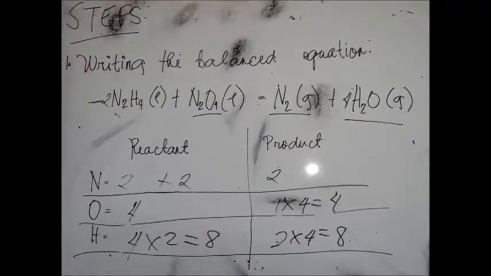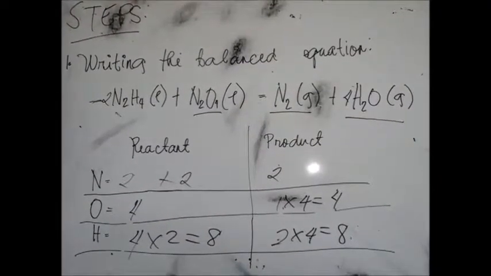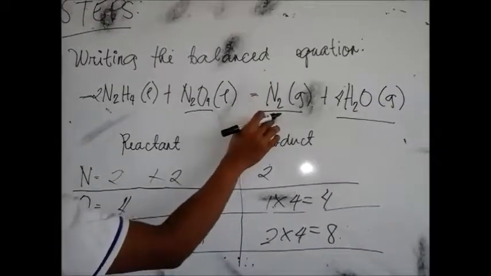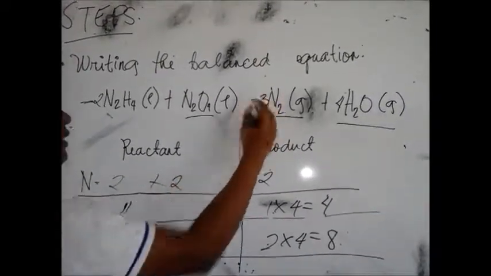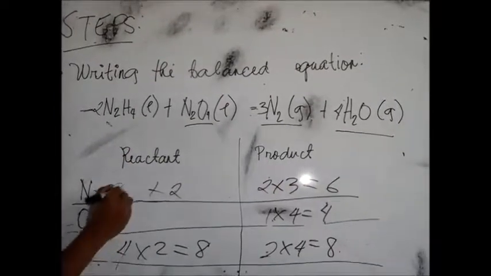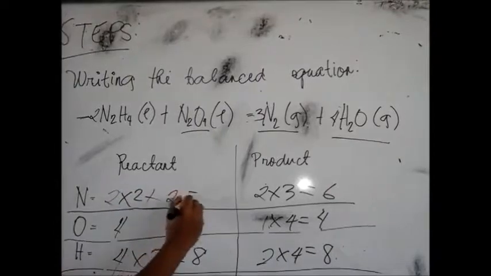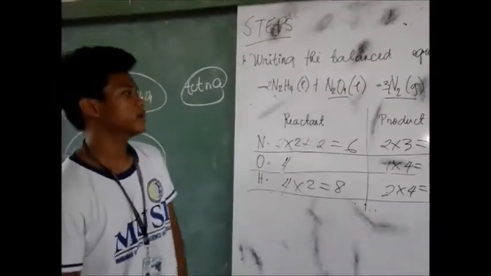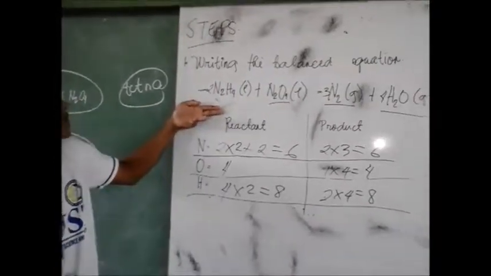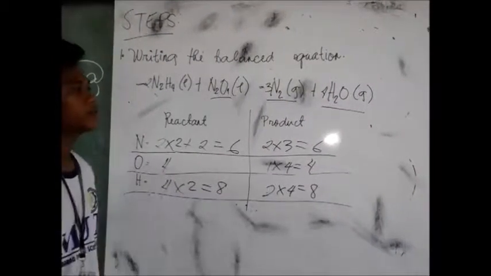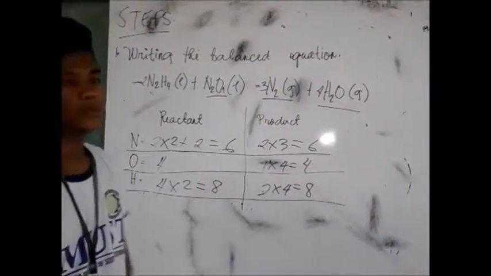The problem is our nitrogen in the product side and that of the reactant side. So we will multiply nitrogen in the product side by 3, making this 6. Now, our equation is balanced. After the solve process, we have now come up with our balanced equation: 2N2H4 plus N2O4 is equal to 3N2 plus 4H2O.